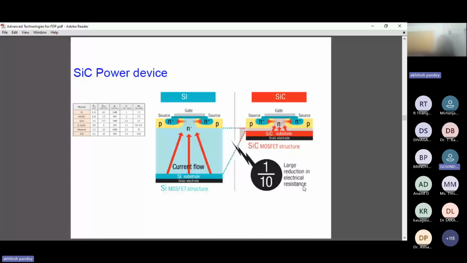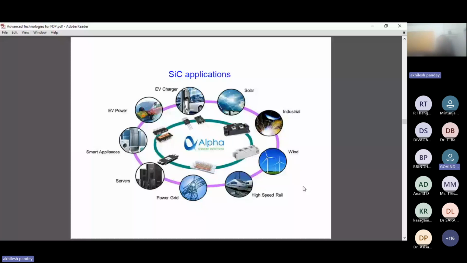So this type of device, or Schottky diodes, can be used in various silicon carbide based devices, which can be applicable in various applications like electric vehicle power, electric vehicle chargers, the solar area, industrial applications, wind energy applications, high speed rails, and power grids, because high power devices need high power grids. It can be used in servers and smart appliances. So these are the common silicon carbide device applications where silicon carbide is widely used, or maybe in the future it will be very well used.